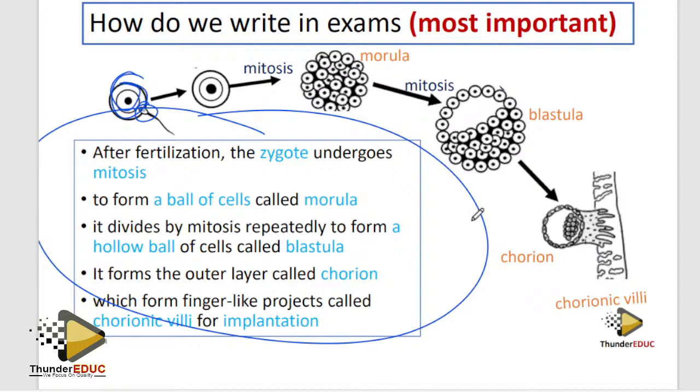Here they're saying please don't talk about the acrosome and the enzymes. No, they didn't ask you that. What happens after fertilization? Immediately after fertilization, a zygote is formed, which undergoes mitosis. We give you a mark. To form what? It undergoes mitosis. You see this?